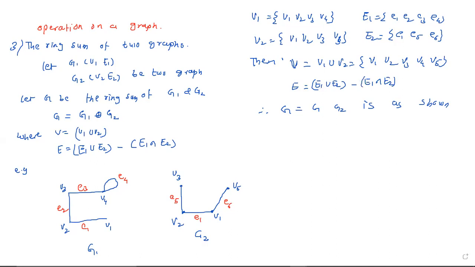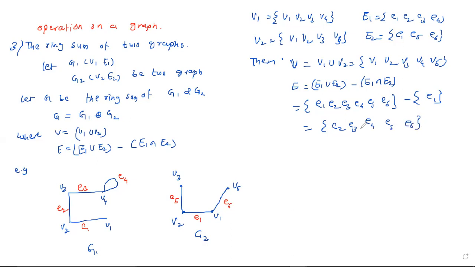Here we first write the intersection of E1 and E2. We have E1, E2, E3, E4, E5, E6, and the common edge will be E1 only. So if we remove this, there will be E2, E3, E4, E5, E6. Then we show V1, V2, V3, V4, and V5.